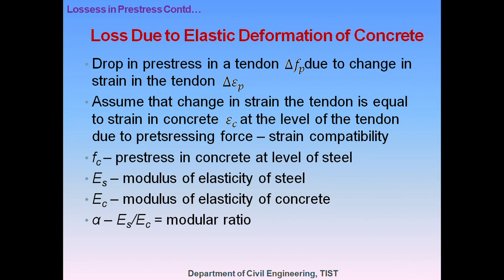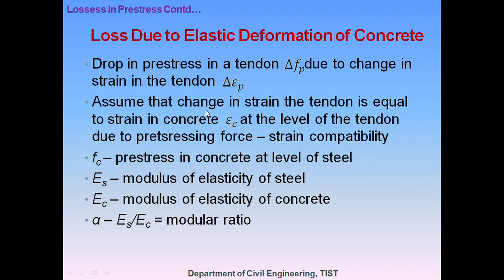In the case of post-tensioned member, as I said earlier, if there is only one tendon, there is no loss because the applied prestress is recorded after the elastic shortening of the member. For more than one tendon, if the tendons are stretched sequentially, there is loss in a tendon during subsequent stretching of the other tendons. The loss due to the elastic deformation of concrete is quantified by the drop in the prestress in a tendon due to the change in strain in the tendon.